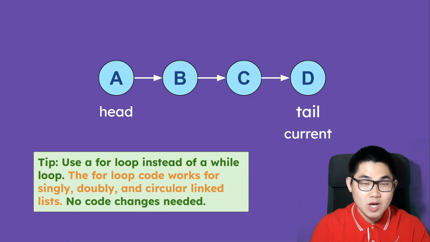The reason is the code is going to stay the same for the singly linked list, the doubly, and the circular linked list. But if you use the while loop, then the condition is going to change for each type. That's basically my tip. Just use a for loop and it's going to work for all three types.